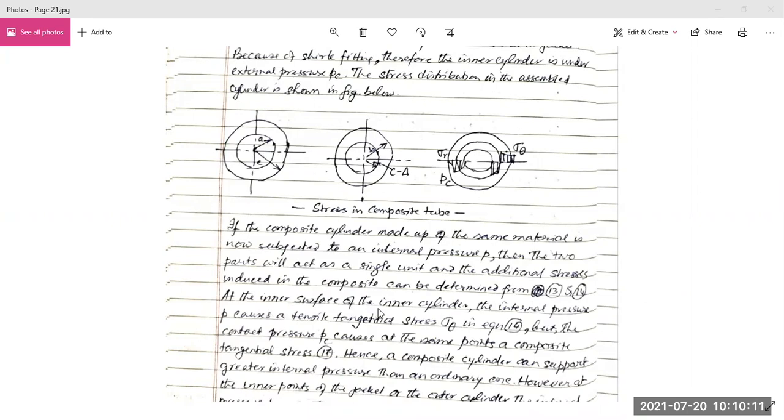Now, at the inner surface of the inner cylinder, P causes tensile tangential stress sigma theta. So, sigma theta is the circumferential stress, or it is tangential to the surface at a distance r from the center itself. We have an equation for that, and that is due to the effect of internal pressure P. It is tangential in nature because it is positive. But there is a contact pressure between the outside of the internal cylinder and the inside of the external cylinder itself.